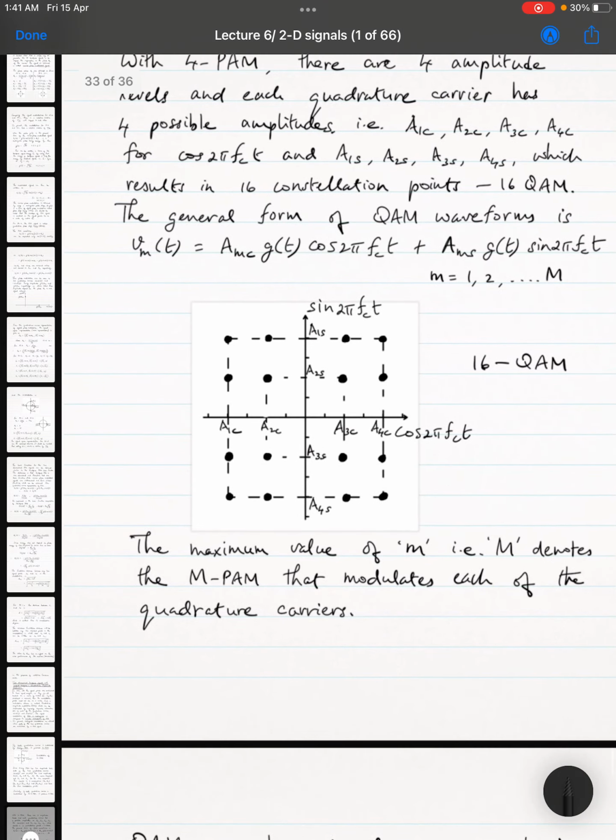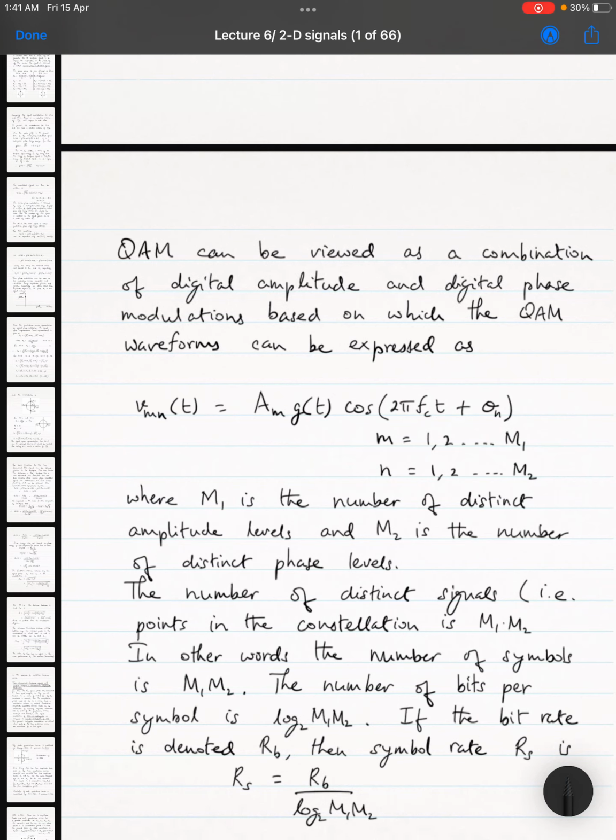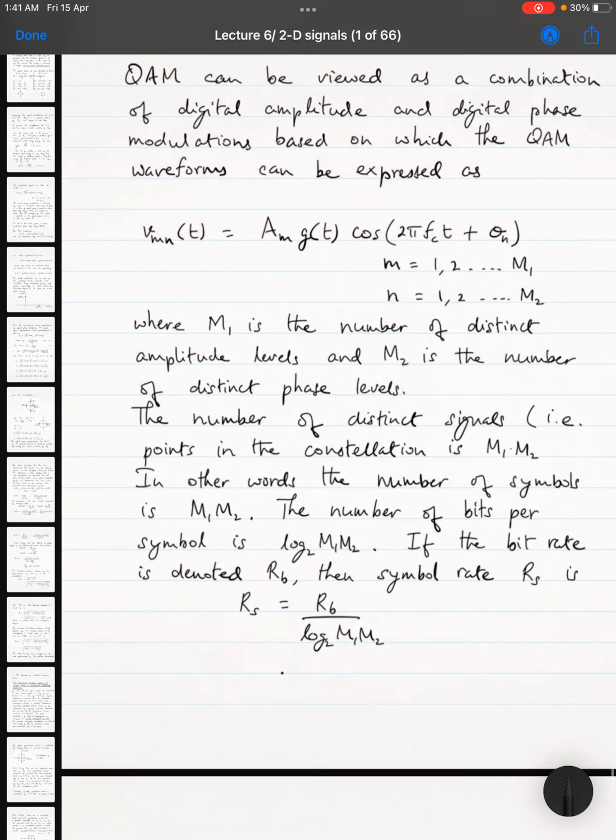So to conclude, we can think of the quadrature amplitude modulation in two forms. First, we can think of it as two quadrature carriers being modulated by parallel PAM signals. So a PAM signal modulating the cosine component and a PAM signal modulating the sine component in parallel, and it will give us a certain number of combinations. Or we can also look at the QAM signal as a combination of amplitude and phase modulation. So we have an amplitude modulation aspect in the expression and a phase modulation aspect or component in the expression.